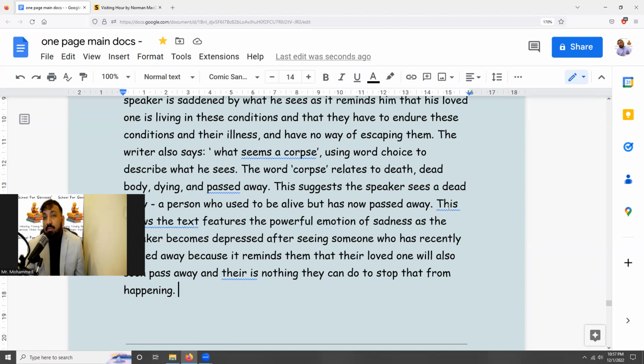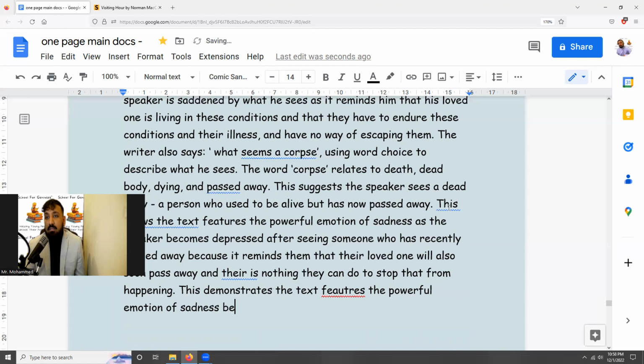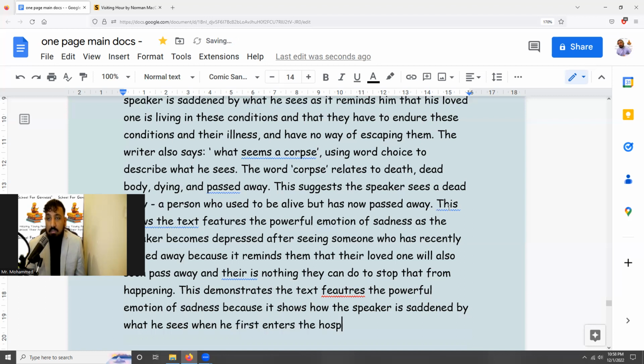And now all we do is finish off with another final, very explicit reference to the question. You can say this demonstrates. Maybe I'll just say that so you have a clear distinction. This demonstrates the text features the powerful emotion of sadness because it shows how the speaker is saddened by what he sees when he first enters the hospital.